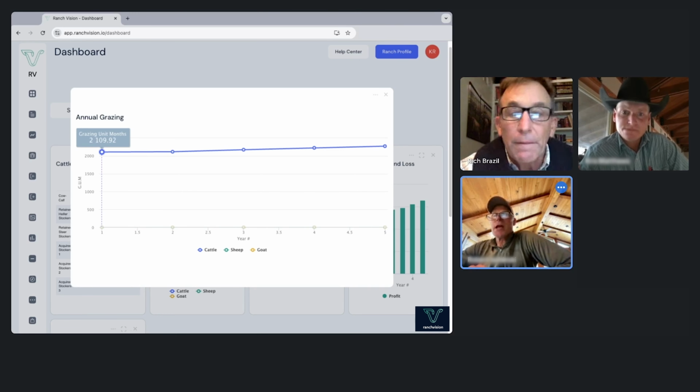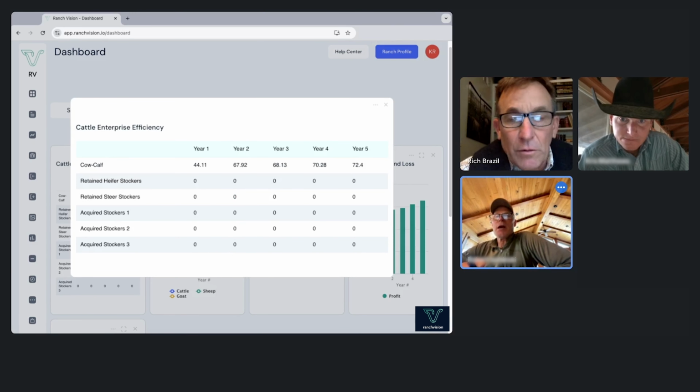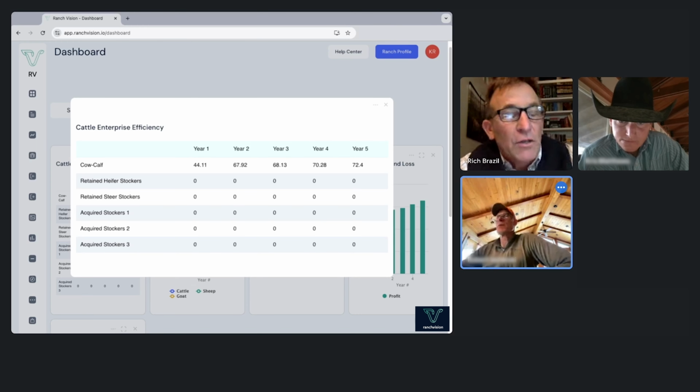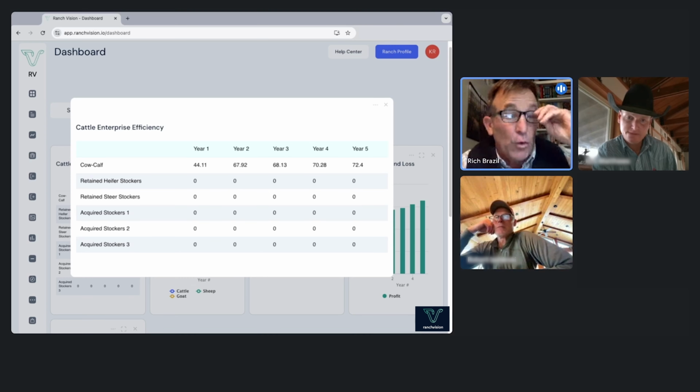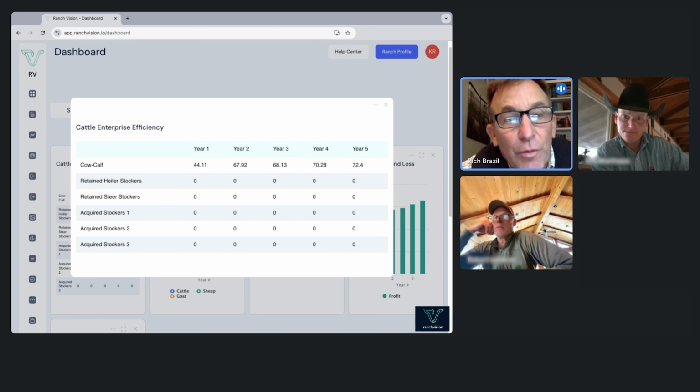I don't quite understand that, Rich. What is the cow-calf cattle enterprise efficiency? What is that number? Great question. What that represents is how much return for that enterprise, that profit center of the ranch, how much return per unit of grass consumed. The return is $44.11 per unit of grass in year 1, and ultimately $72.40 per unit of grass in year 5.